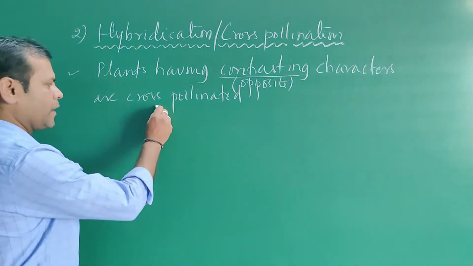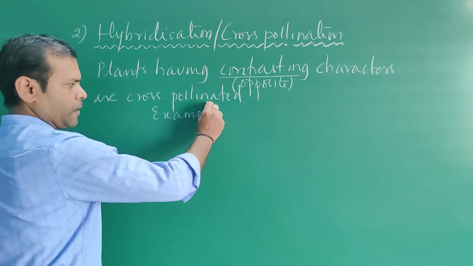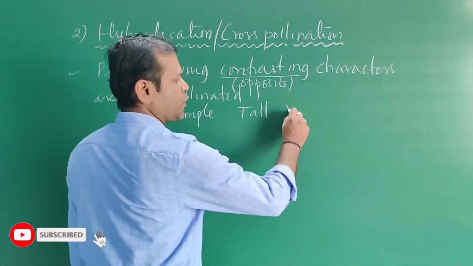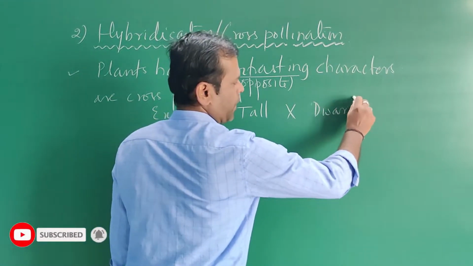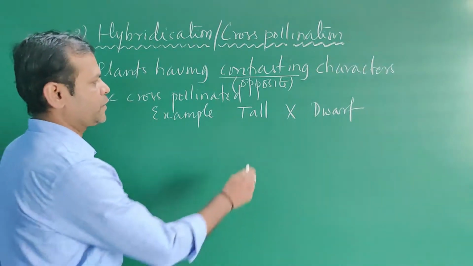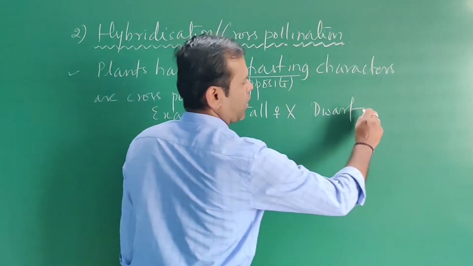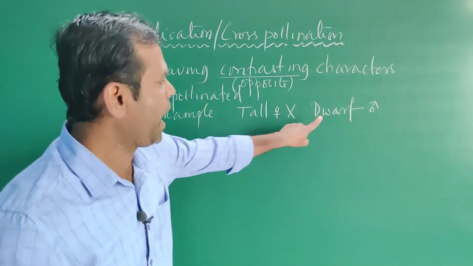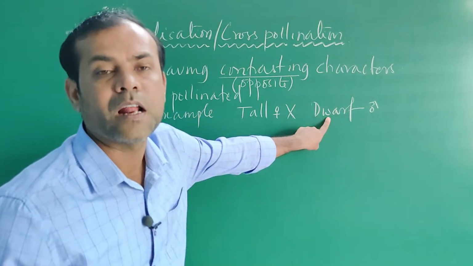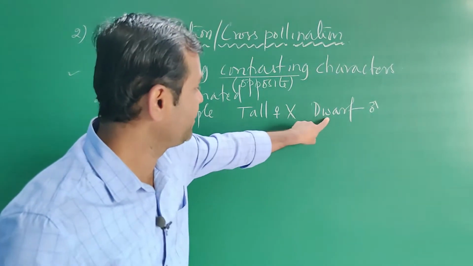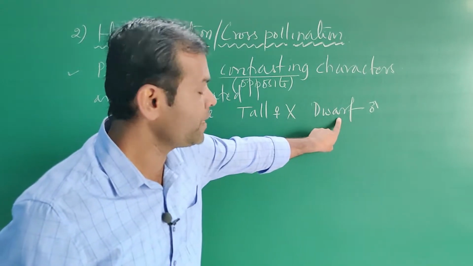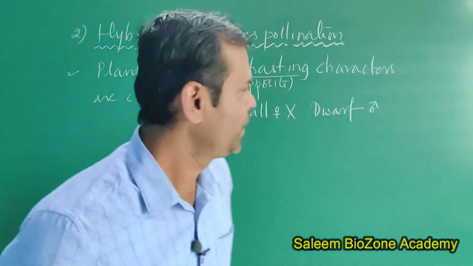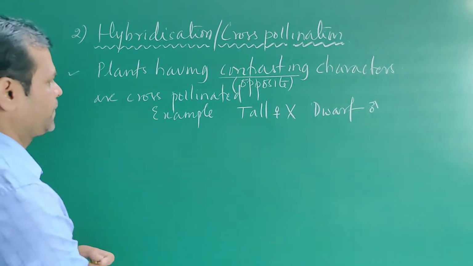Say for example, you are crossing a tall plant with a dwarf plant. So say tall is a female plant, and dwarf is a male plant. So here we are crossing two plants which differ. They are opposite in characters, which are different in characters. One is tall, one is dwarf. Now this hybridization includes 5 steps. Now what are the 5 steps it includes?